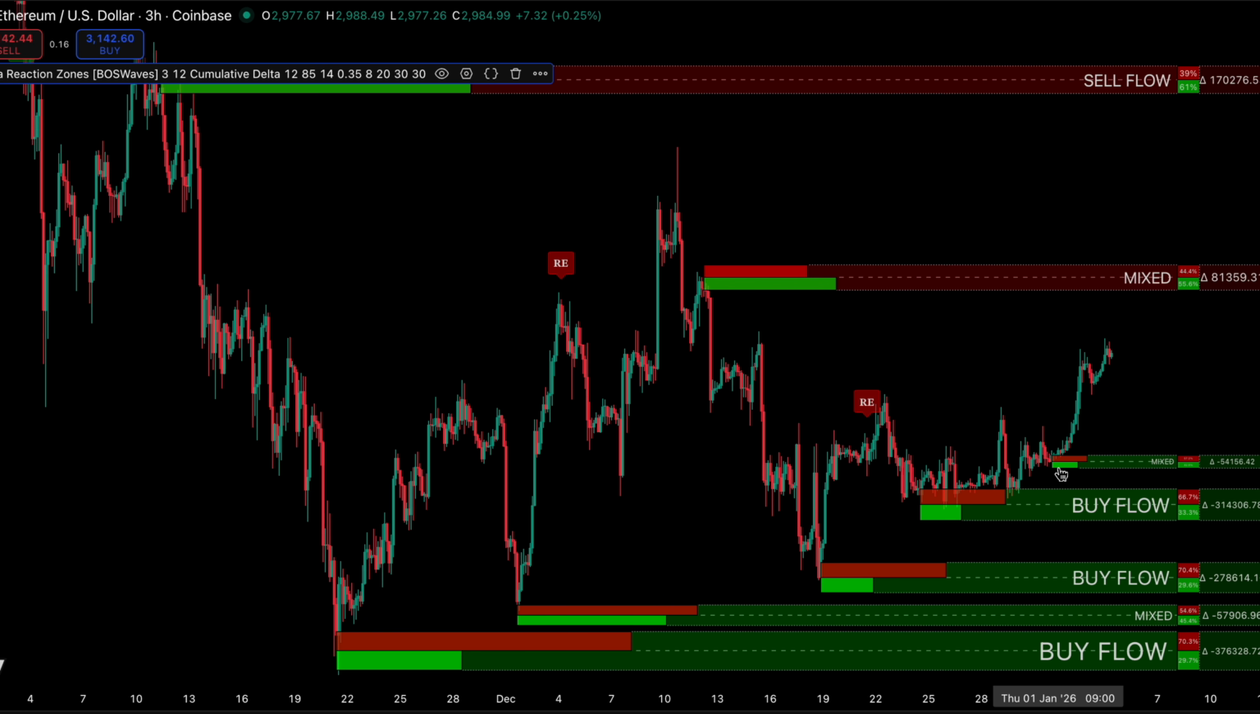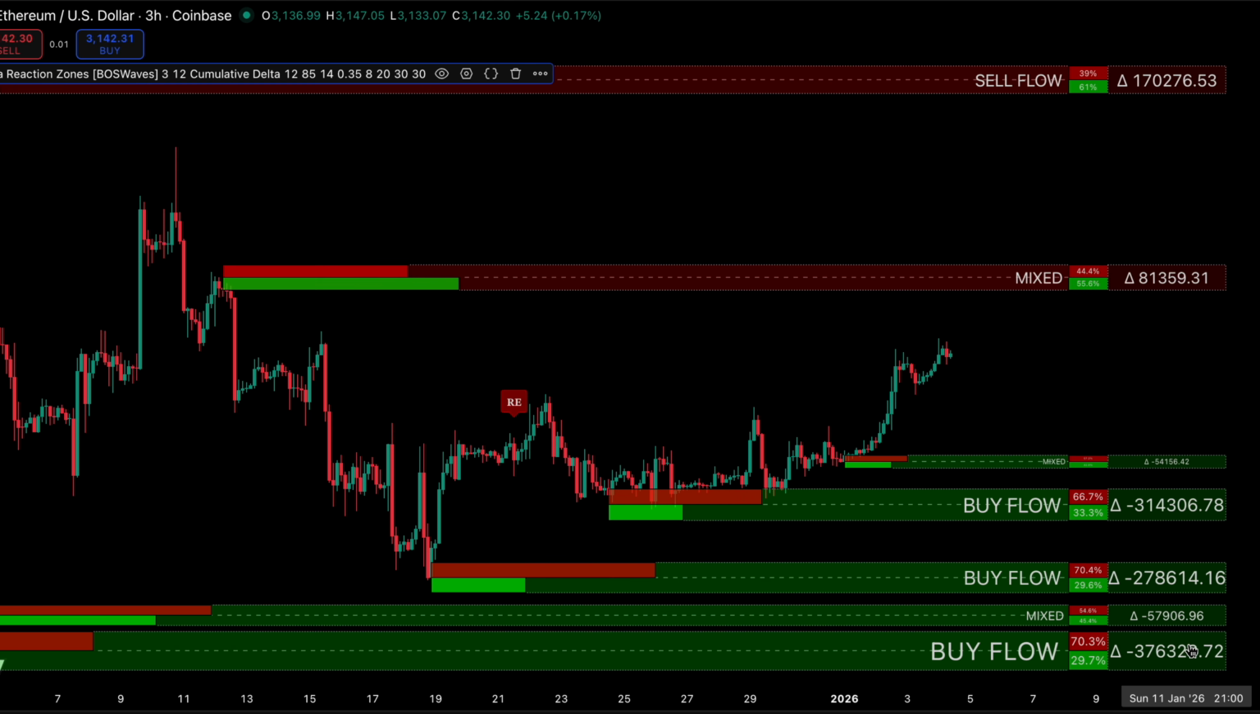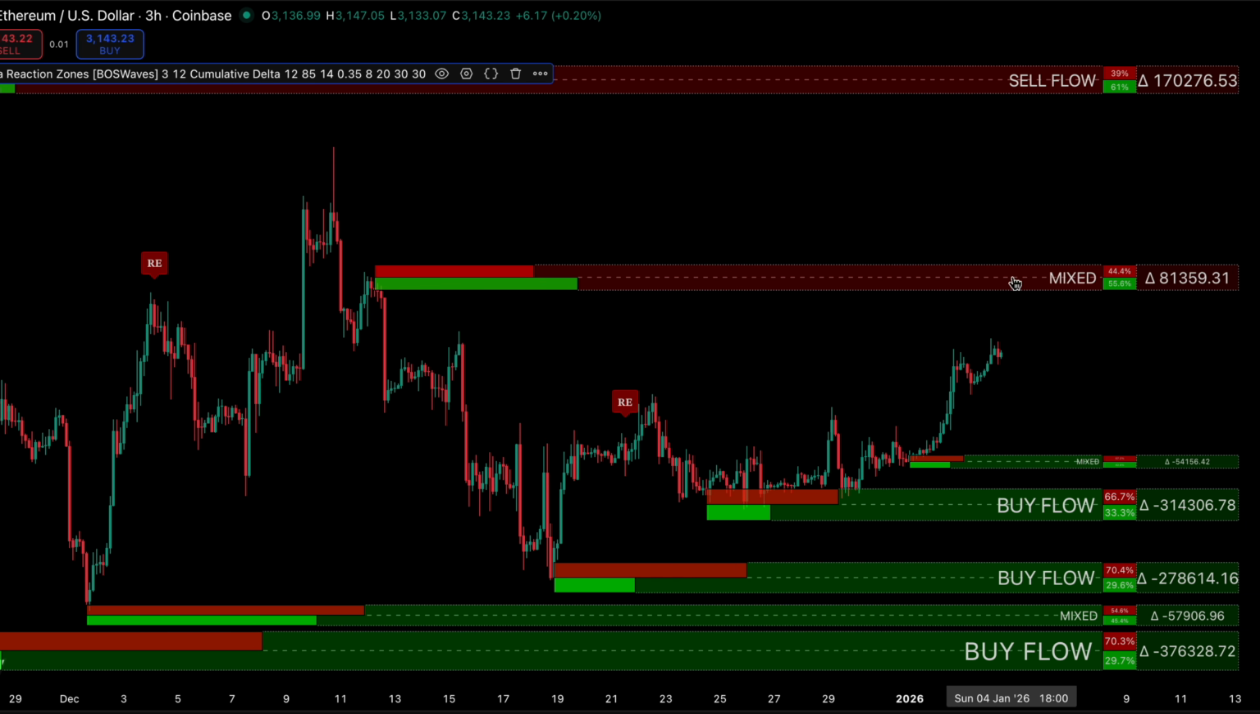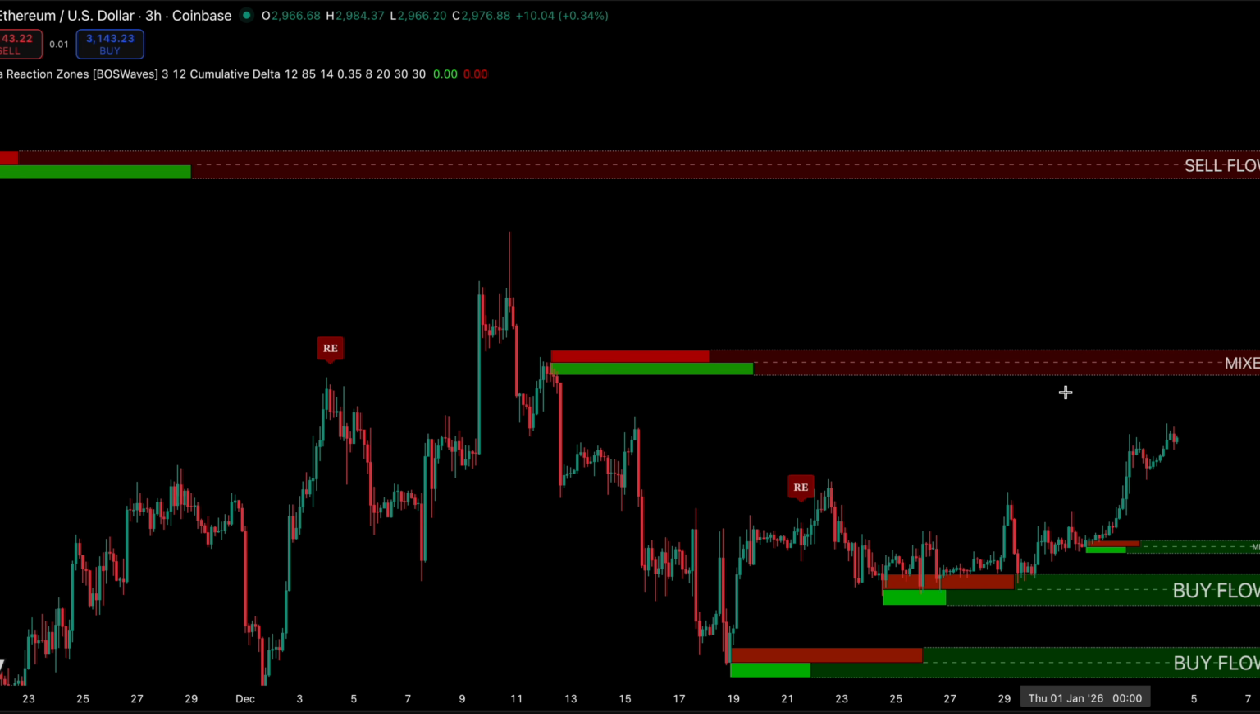We have our built-in buy versus sell flow breakdown. Each zone includes our buy side percentage and our sell side percentage, and then a net delta impulse over the selected window. You can see that zones are labeled as buy flow, sell flow, or as mixed, so you immediately know who is in control when the zone formed. That context matters because a level formed by aggressive buyers behaves very differently from one formed by aggressive sellers, even if price looks identical.